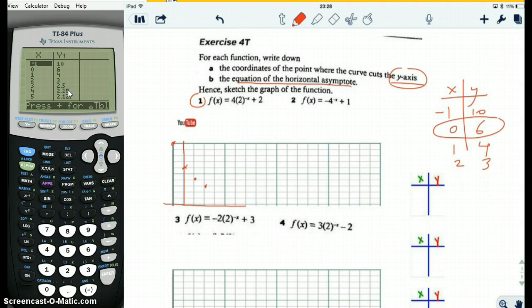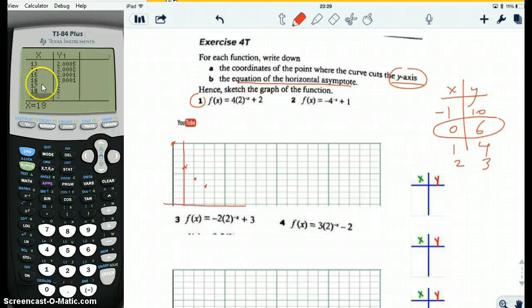And let's see, the asymptote. The horizontal asymptote is the line that it approaches as x goes to infinity. So let's see. We got x equals 5. We can see at x equals 5, y is 2.125. Let's go up to 10. X equals 10, y is 2.0039. X equals 15, y equals 2.0001. So you can see that it's getting closer and closer to 2, but it just doesn't get there.